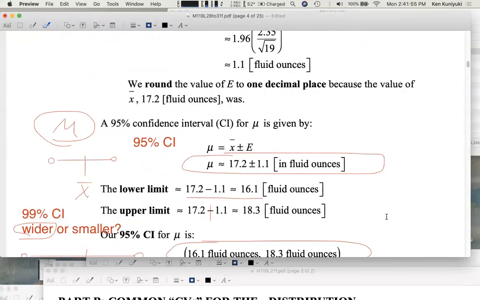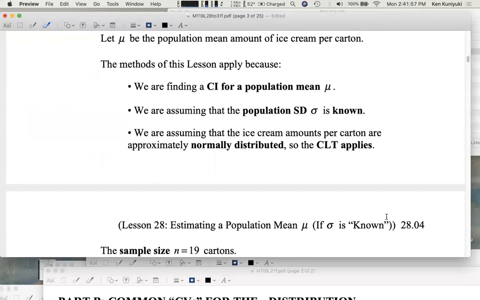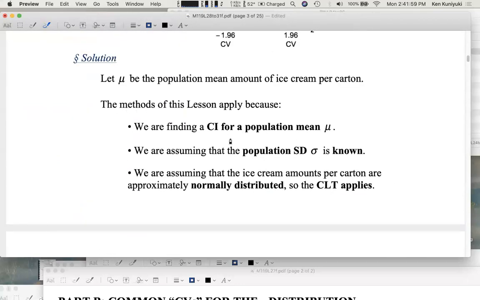Because, going back to example 1, the methods of this lesson apply because we're finding a CI for a population mean mu. We're not doing a CI for sigma or P, for example. We are assuming that the population standard deviation sigma is known, which is a bit weird sounding, but we're going to run with this in this lesson. We're going to assume sigma is known.